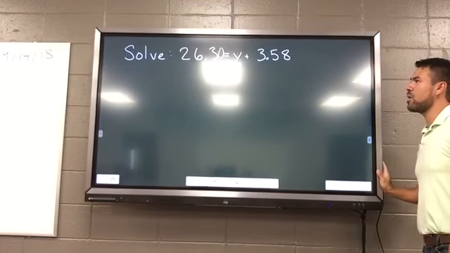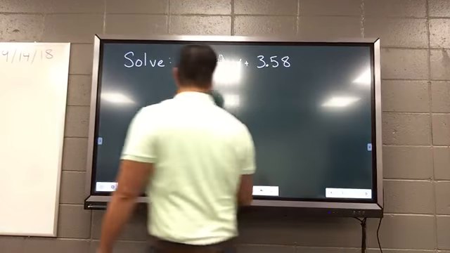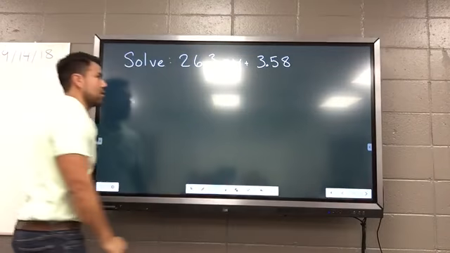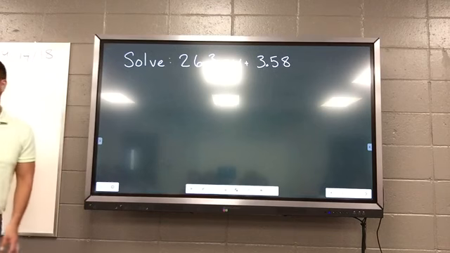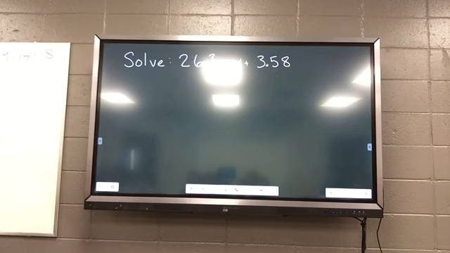All right, let's put it to use here. All right, here's your first problem. And I'm going to erase this part. That wasn't a part of it. There you go. 26 3/10 equals y plus 3 58/100. Okay, so we're already starting with decimal problems, but that's good because we need practice. And these are actually real numbers. Real life problems, real world problems have a lot of decimals and fractions.